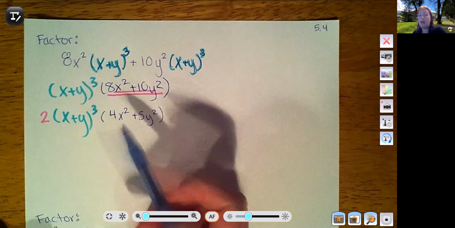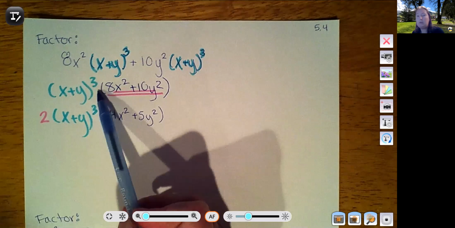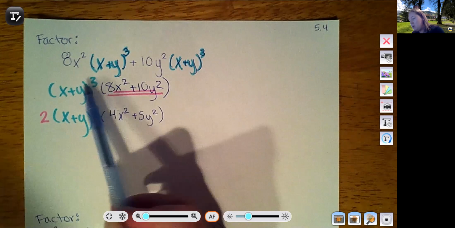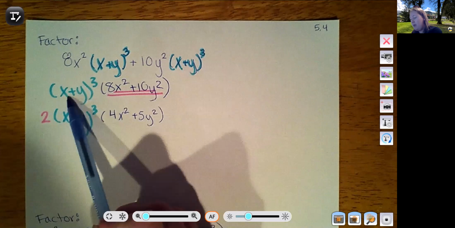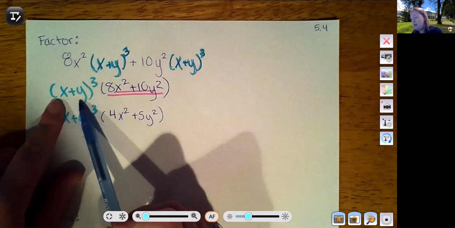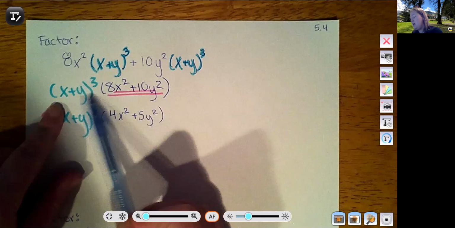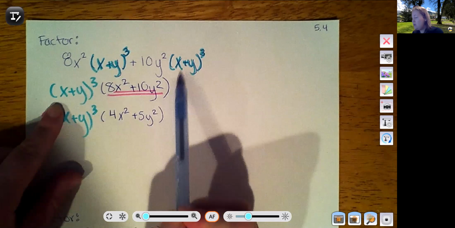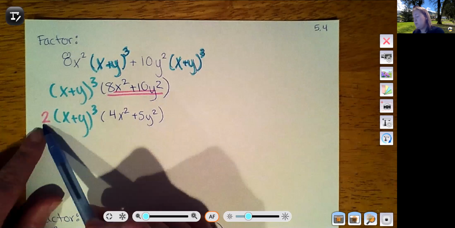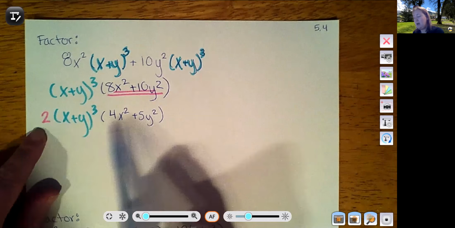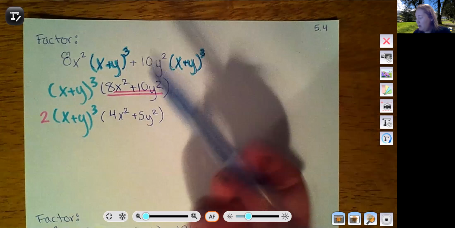So I just want to recap something. When you are factoring, you are undoing multiplication. So if I were to distribute this back in, multiply this back in, I'd have the x plus y to the third times the 8x squared, and I would have x plus y to the third times the 10y squared. So these two expressions are equivalent. If I took the 2 and I factored or multiplied it back into this, it would be equivalent to that. We just like putting that in the front. So this is as factored as it can be.